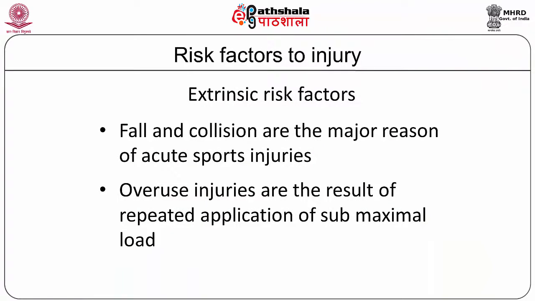After discussing the intrinsic factors, now we shall focus our attention on the extrinsic factors. The extrinsic risk factors, as we have discussed earlier, are the situations where the body is subjected to higher external forces. Falls and collisions are the major reasons for acute injuries, whereas overuse injuries are the result of repeated application of submaximal load. One of the most important risk factors for sports injuries is the nature of the sport.